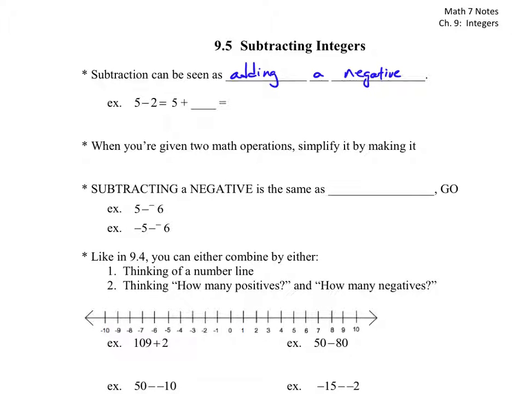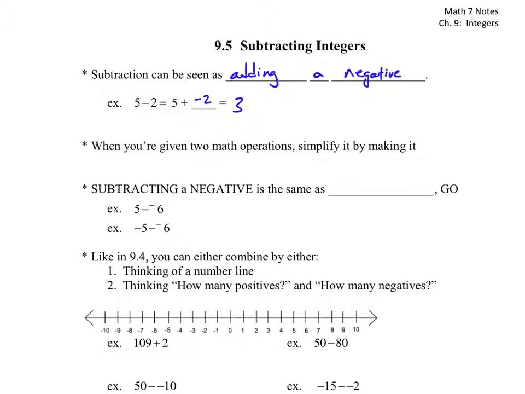Some people prefer to look at it this way, that if they have 5 minus 2, you could say, oh, that's the same as 5 plus a negative 2. And that's going back to what we did in section 4. You have 5 positives, you have 2 negatives. Those 2 negatives are going to cancel with 2 of the positives, leaving you just 3 positives. So for you, if that's easier, you could look at it that way.